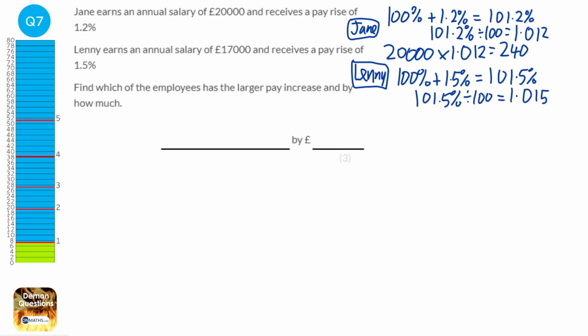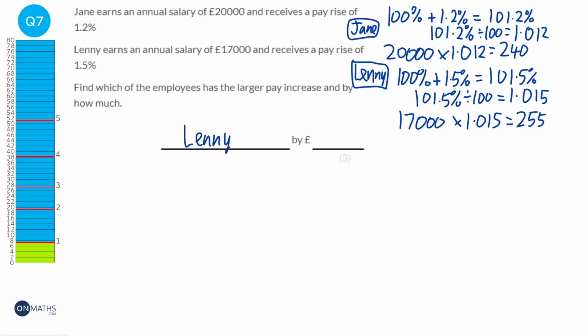And then finally what we do is we get the 17,000 times it by the multiplier. And when we do that, we get 255. So Lenny has 255, Jane has 240. So it says which of the employees has a larger pay increase and by how much. So the answer will be Lenny, and it's by £15 because that's the difference between these.